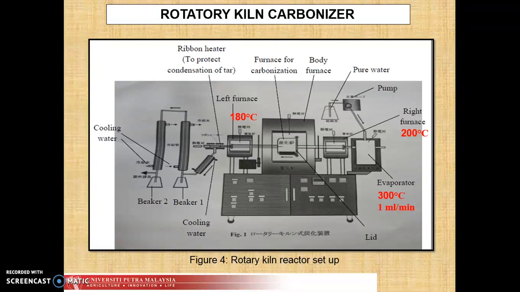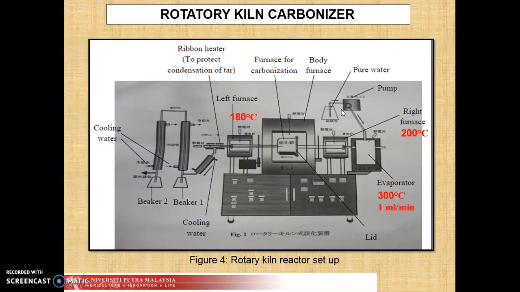This is the setup of the rotary kiln carbonizer. It consists of an evaporator, right furnace, rotary kiln carbonizer with furnace, left furnace, and the cooling part. Before the experiment starts, the dried activated sludge should be put into the rotary kiln reactor and set up as in the figure.